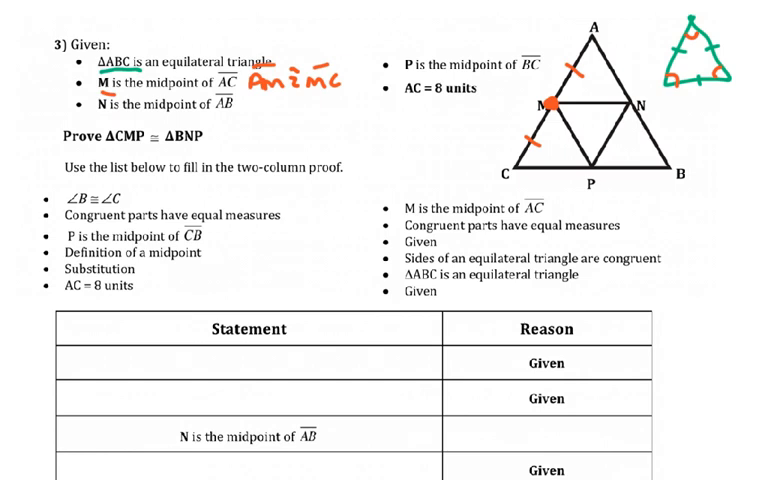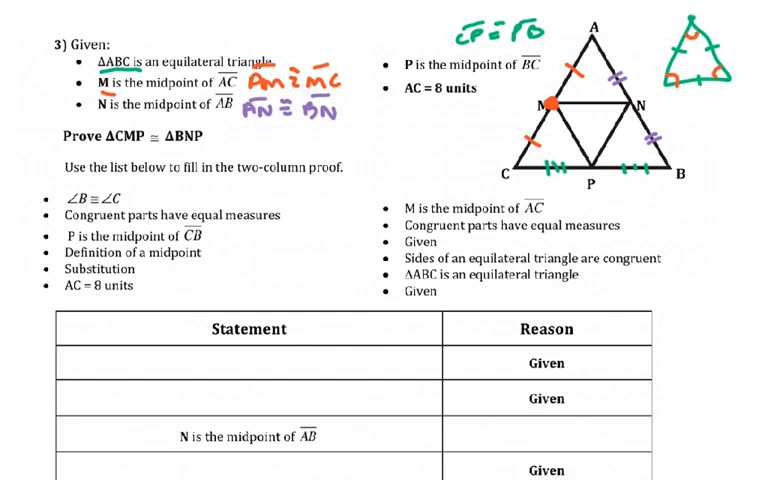N is the midpoint of AB. So that means these pieces are the same, and I'm going to write AN is congruent to BN. Again, that wasn't given to me. It was just a follow-up because of the definition of a midpoint. And same thing right here. I know that CP is congruent to PB, again because of what a midpoint is. That's the definition of a midpoint.